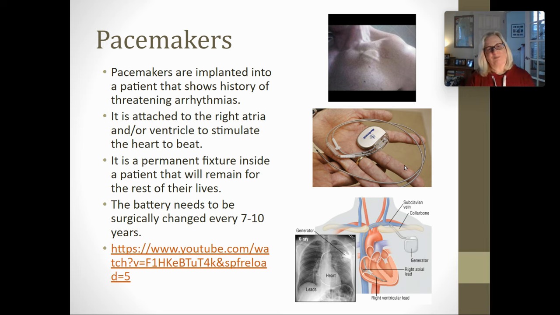It's pretty cool. It does live inside you for the rest of your life. They do switch it out occasionally for a better version, like an upgrade. They do have to switch out the battery at least every 7 to 10 years.